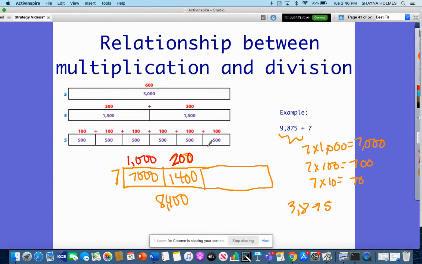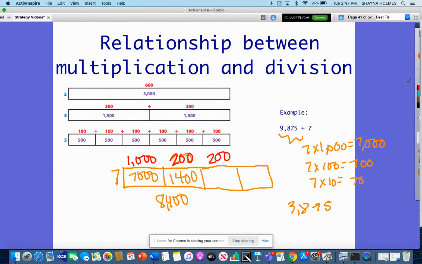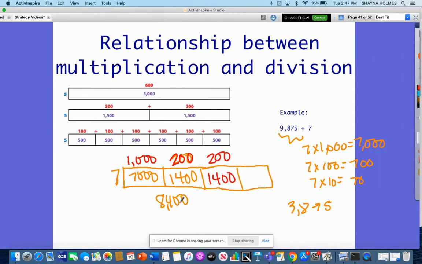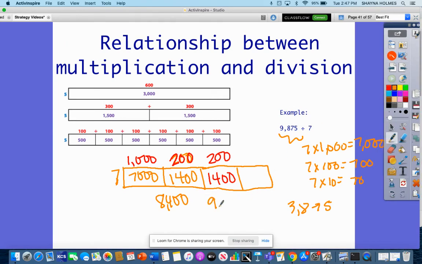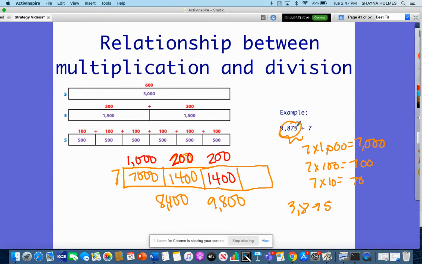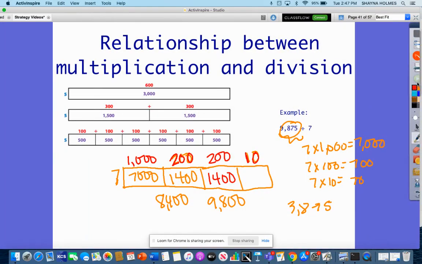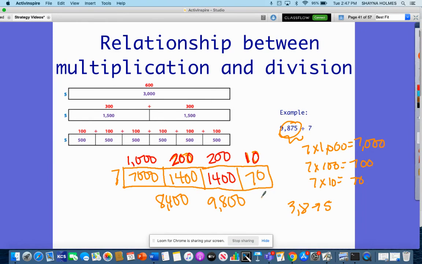That's not quite 9,875. What if I did another 200 and multiplied there? That would give me another 1,400. So that would be 9,800. Oh, now we're getting close. I only have 75 left. I know that 7 times 10 is 70. So 10 will give me 70, and I need 75. So that would be just 5 left over. So I'd have a remainder of 5.